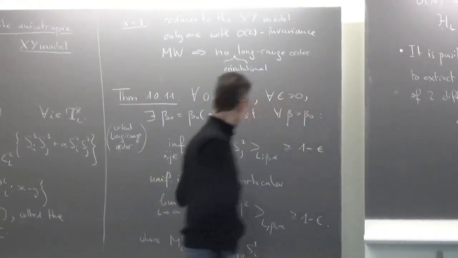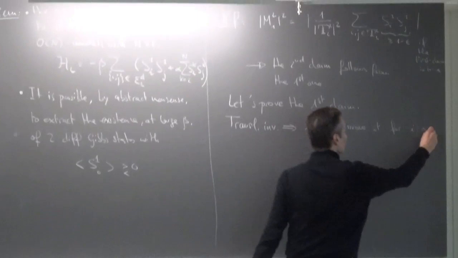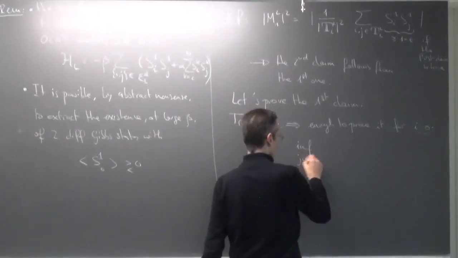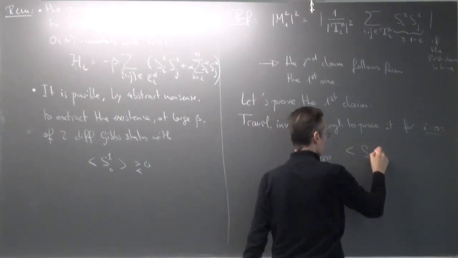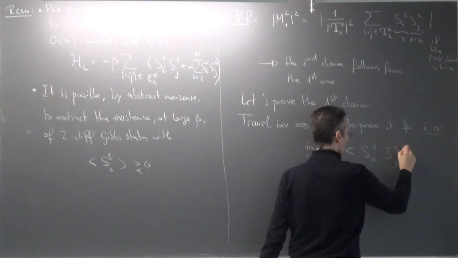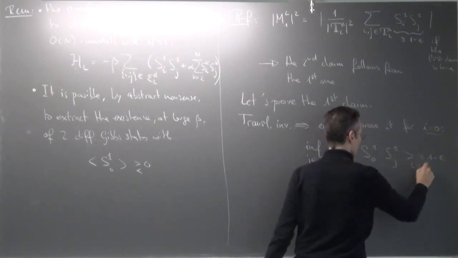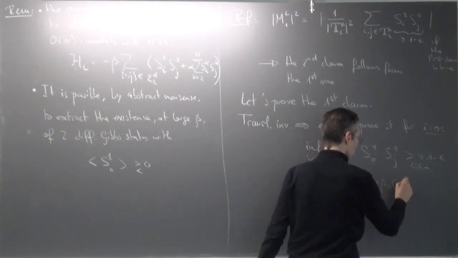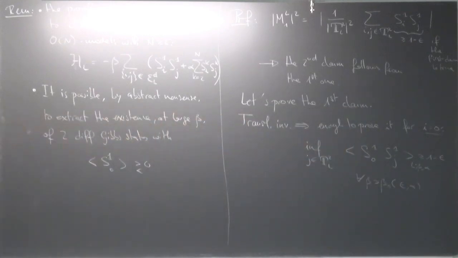So I want to consider the expected value of S_0^1 S_j^1 for an arbitrary j. We want to prove that the infimum over j in the torus of the expectation of S_0^1 S_j^1 is larger than 1 minus epsilon, for any beta larger than beta 0 of epsilon and alpha. Okay. That's what we want to prove.